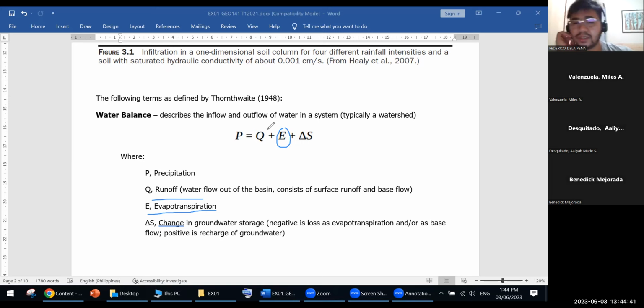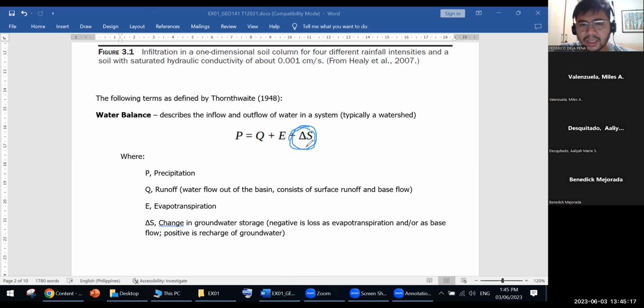The other component of evapotranspiration is your transpiration, which is basically contributed by your plants. So I think na-discuss na to dun sa lecture 1. Okay. And the next parameter is your delta S or the groundwater storage. This is what you are usually interested in if you're doing hydrogeology. So basically, this is the change in groundwater storage.